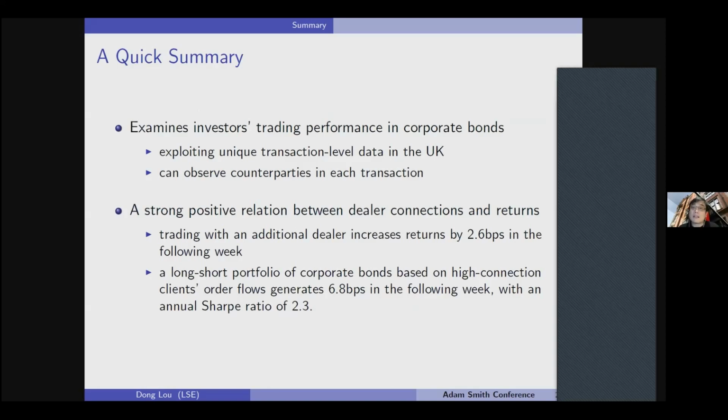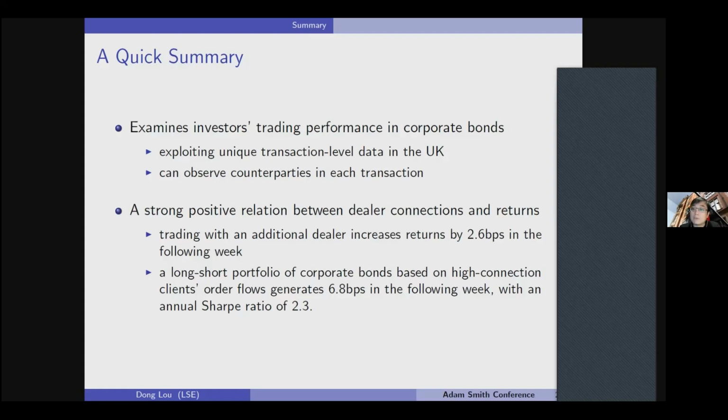The paper examines investors' trading performance in the corporate bond market by exploiting a very unique and interesting transaction-level data set in the UK. The core feature of the data set is that we can observe the counterparties in every transaction. And the main finding of the paper is that there's a very strong positive correlation between the number of dealer connections and subsequent transaction performance.